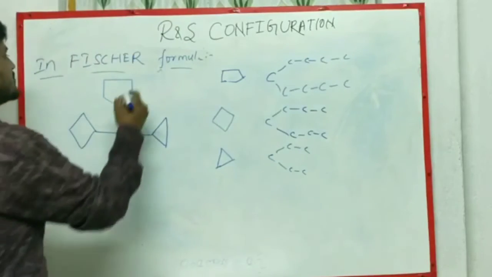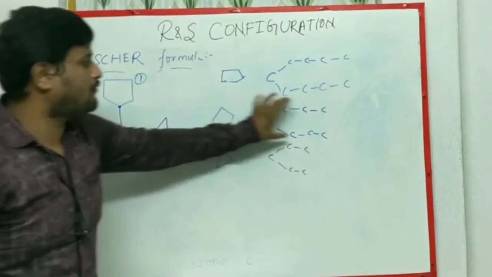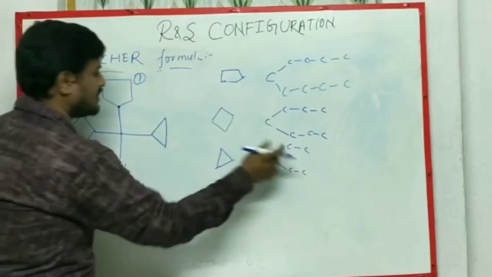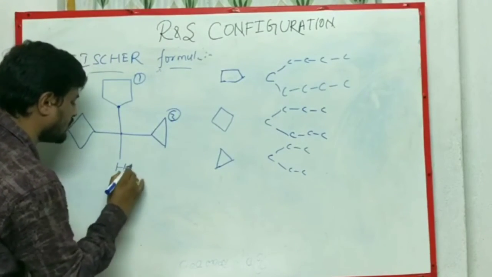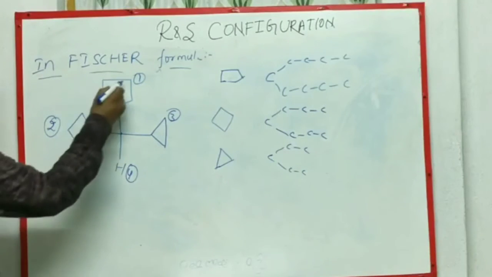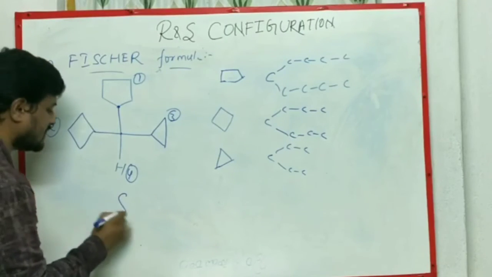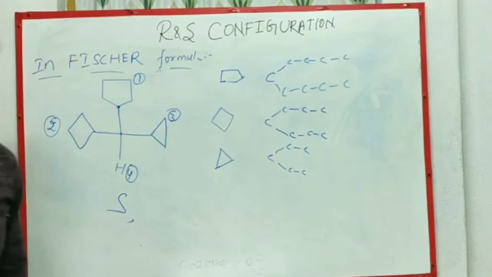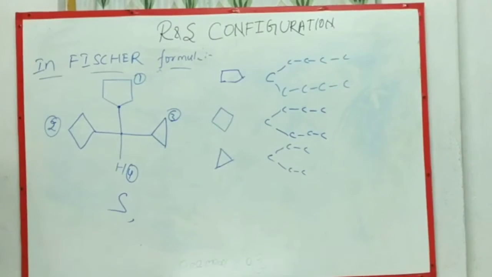Then first priority. Here up to fourth carbon atoms exist, second priority. Up to third, third priority. This is four. Simple thing. 1, 2, 3 anticlockwise, so S. Why? Because here the fourth priority group is at the vertical position. Are you clear?